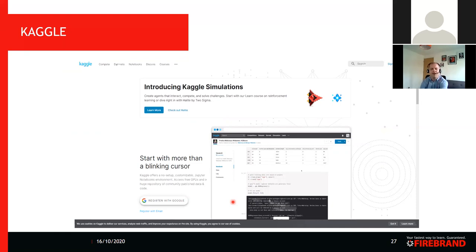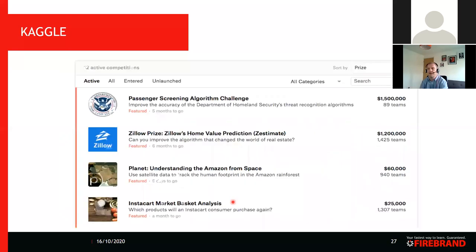So it's a kind of machine learning website. You can go on there, you can get data. You can enter competitions. Those competitions might be, we'll see a couple in a second, in fact, on the next slide, big ticket items like improve the passenger screening algorithms of the Department of Homeland Security in America with a $1.5 million prize at the end if you do the best algorithm. And so all of these competitions are for people to go and design machine learning algorithms to do stuff.